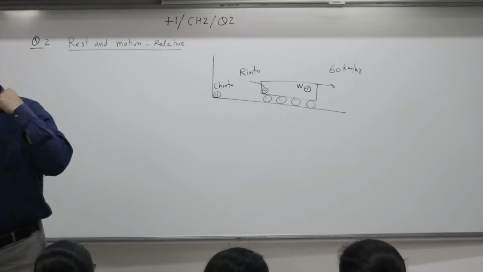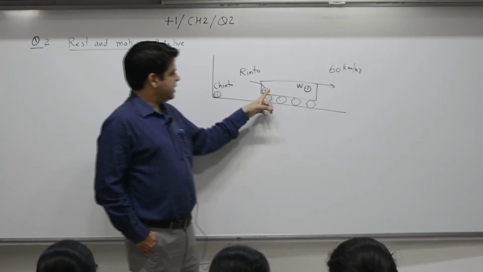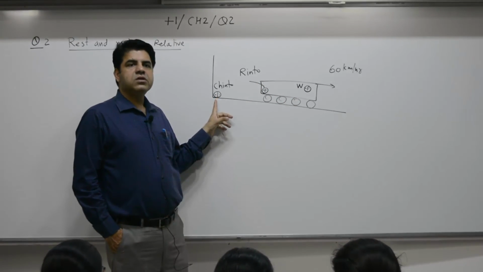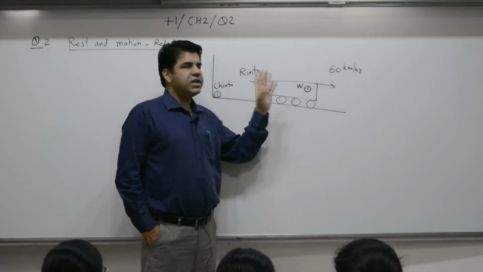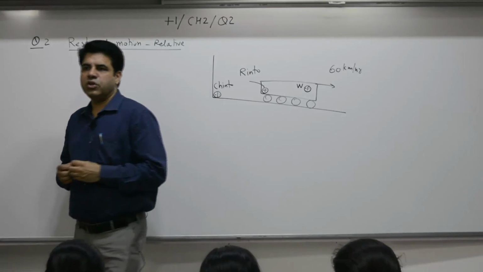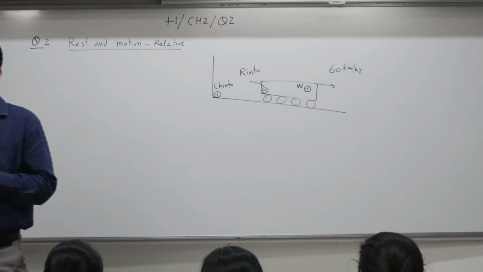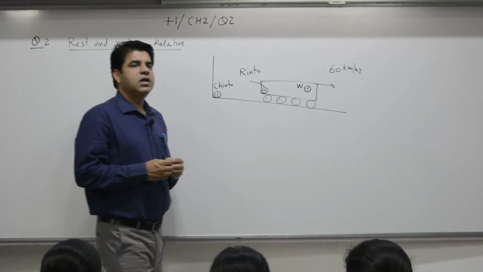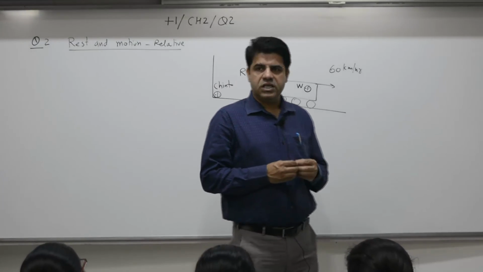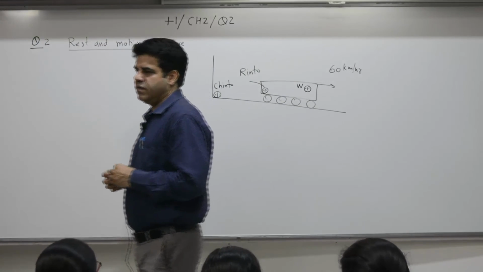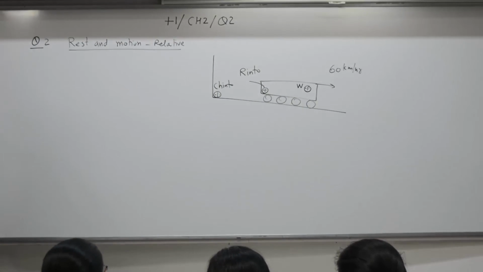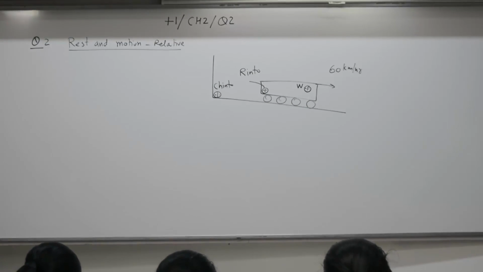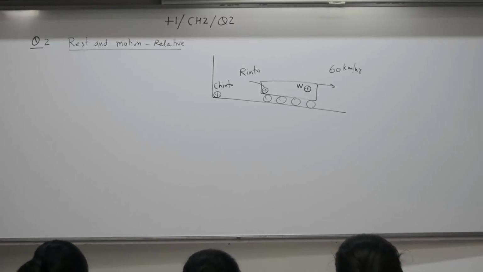So it depends on the observer. The observer inside says the waiter is at rest, and the observer outside says the same waiter is moving with 60 km per hour. That is why rest and motion are relative. And you have a number of questions on relative velocity. We'll discuss in detail the velocity of one as seen by the other. 2 minutes to write. Rest and motion are relative.